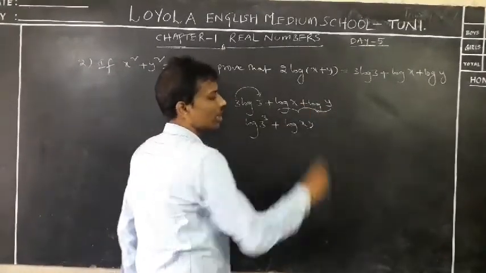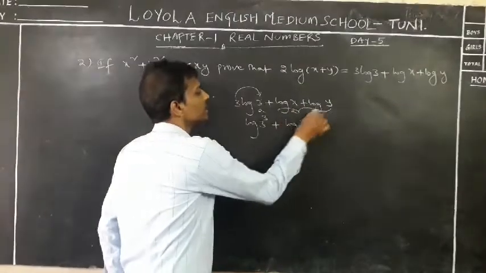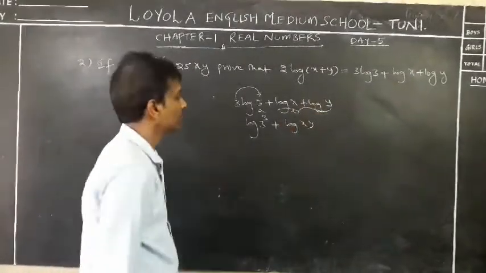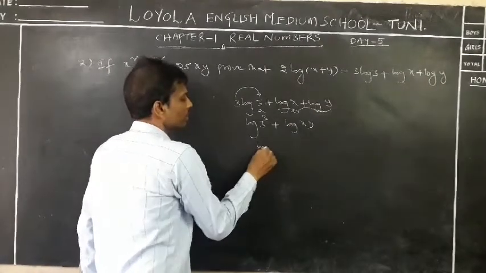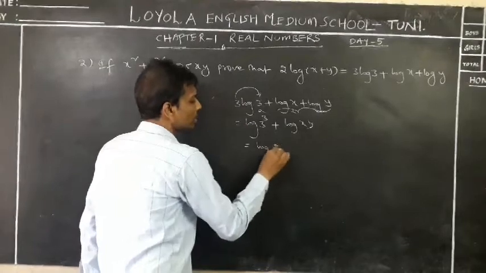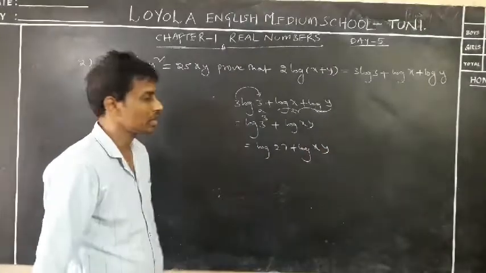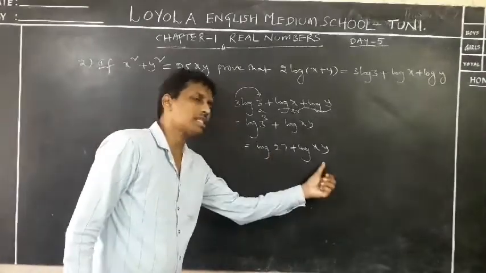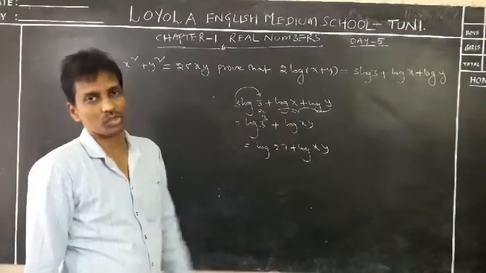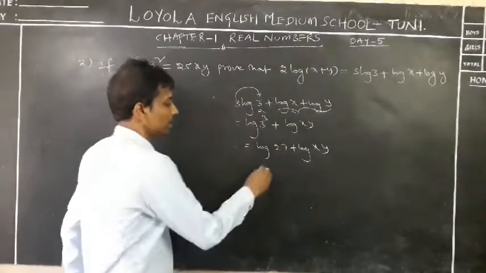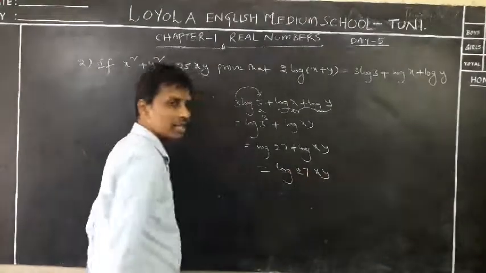Log 3 cube plus, what is log x plus log y? Log of xy. Of course here base is not given. We may consider base is here. So anyway this value is log xy. So log 27 plus log xy. Again log a plus log b, log x plus log y is equal to log of xy. Can we use the same identity? Yes. Now it changes as log 27xy.